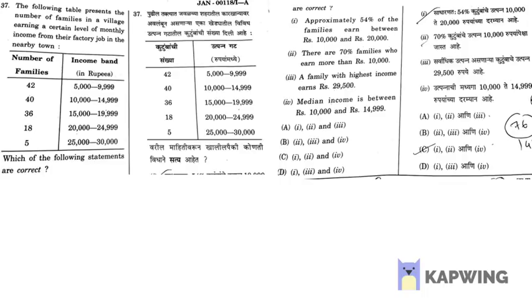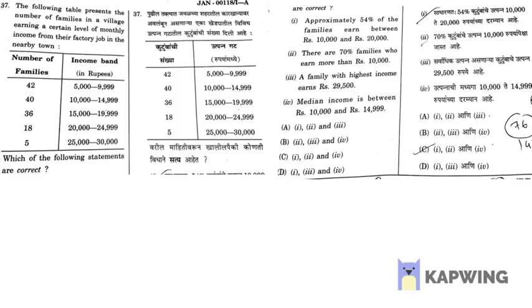Now moving to the next statement: 70% of families earn more than 10,000. Now if I see 40 plus 36 plus 18 plus 5, it turns out to be 99 divided by 141, so it comes around 70 point something. So this statement also is correct. Now I will go to the options. Option A and option C have the first and second as correct, others don't, so others are eliminated.